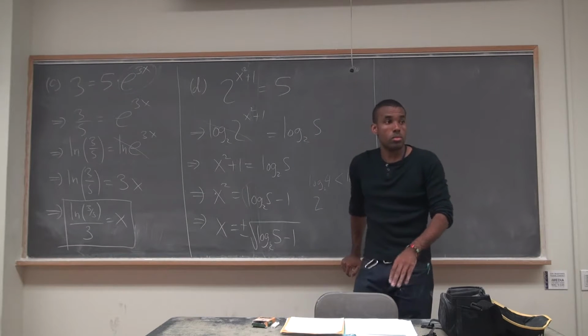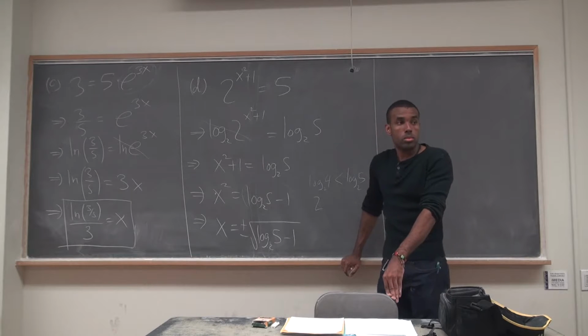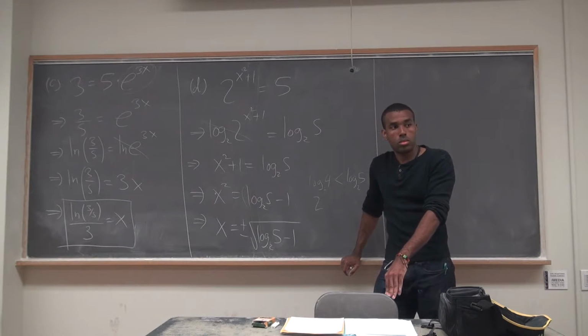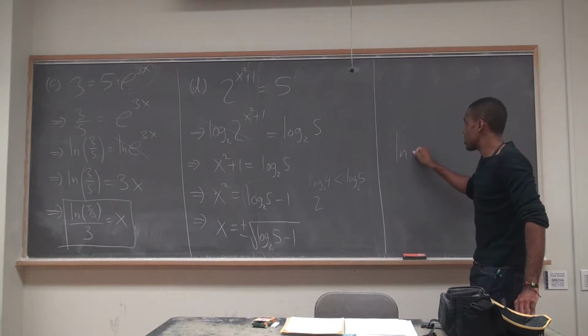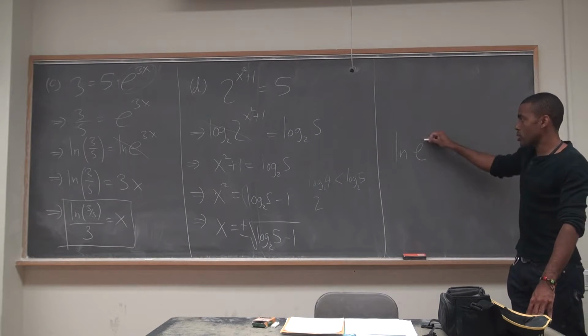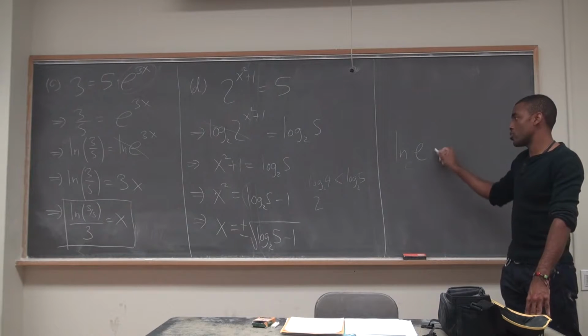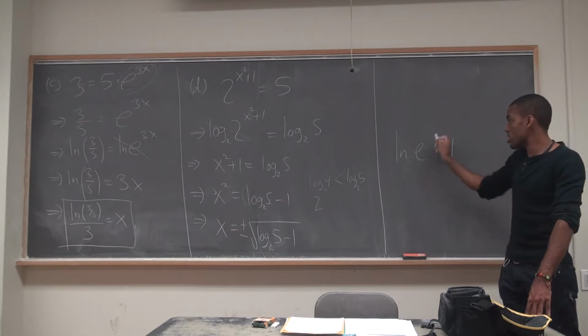So let's say you have ln of e. How does the ln and the e kill each other? Think of ln of e to the 1. Then you ask the question: what power do I raise e to in order to get e to the 1? The answer is 1. You start thinking that they're killing each other.